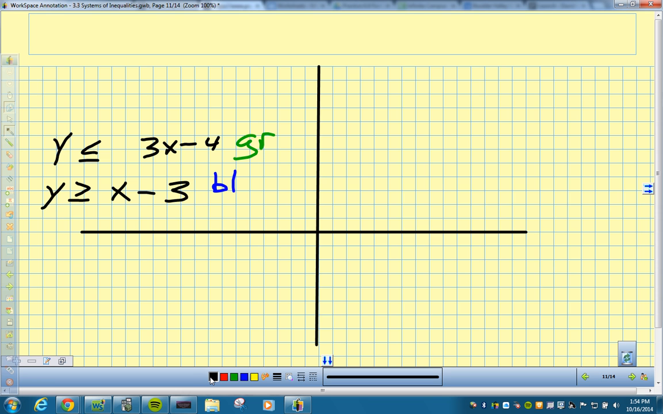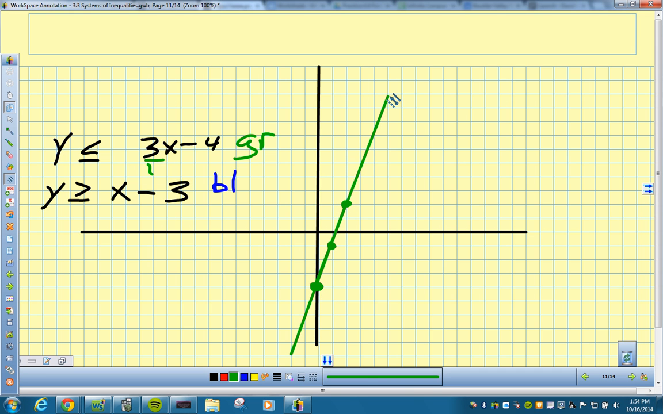So, where do we start to graph that top equation, Nick Nowak? Where do we start to graph this equation? -4 on the y-axis. And then what is the slope of the line, Nick? 3/1. Excellent. So where do I go? Up 3 to the right 1. Good. Up 3, right 1. And then we have a solid line, so we can just graph it with a solid line.